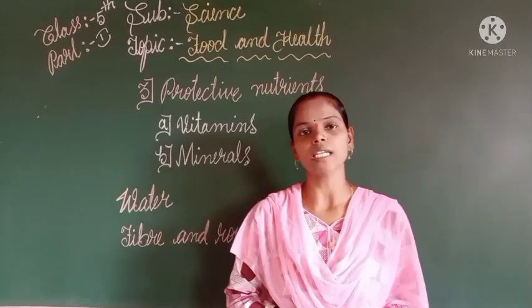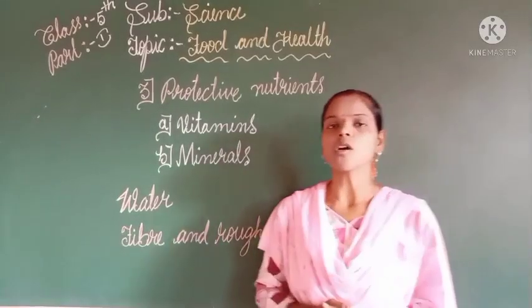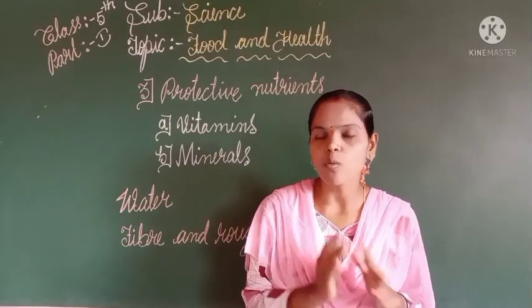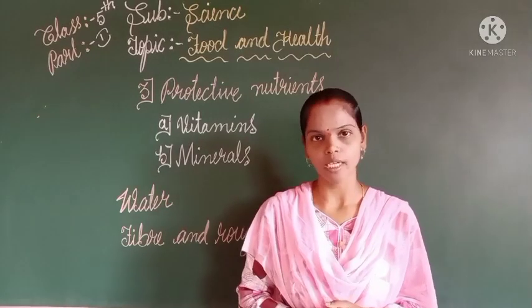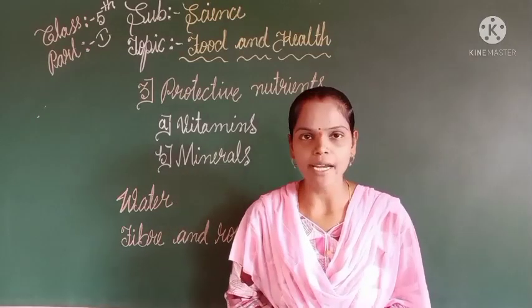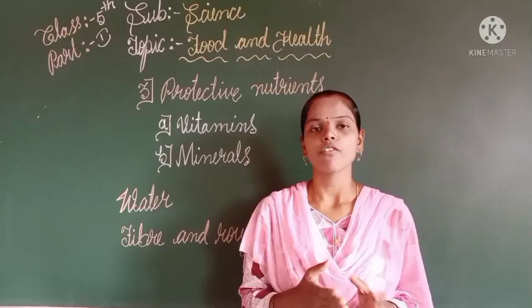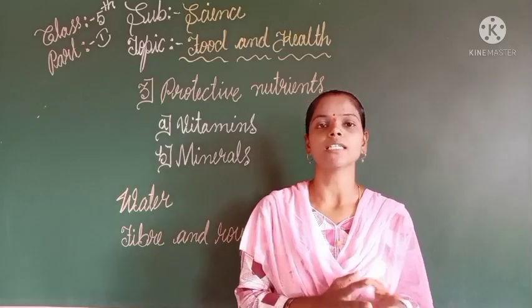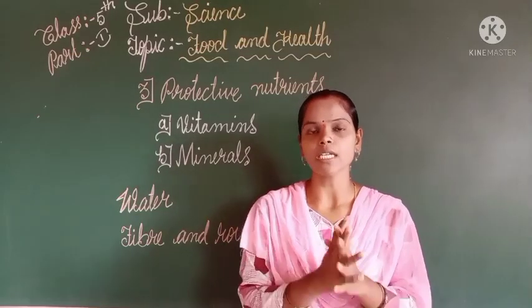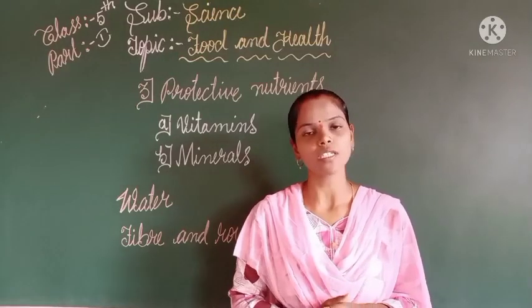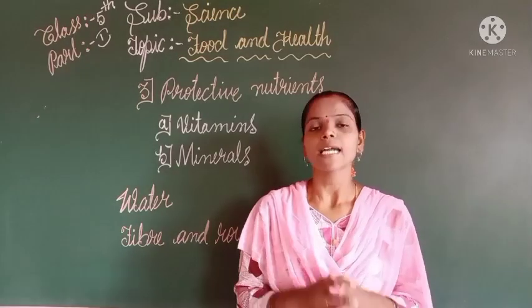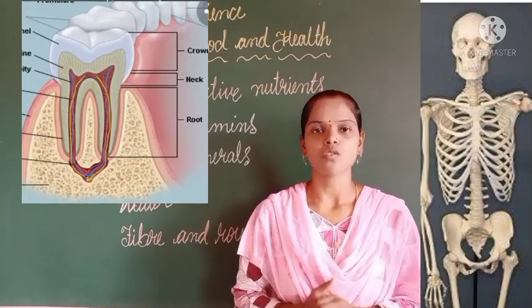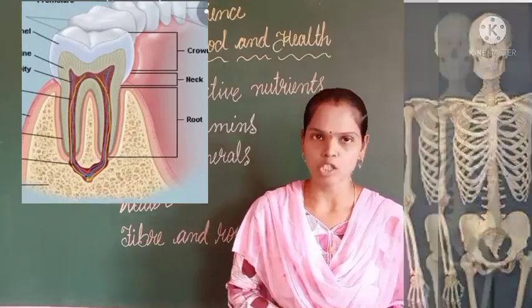Next, let us move on to minerals. Like vitamins, minerals are also needed in smaller quantity by the body. Different kinds of food contain minerals. For example, calcium, phosphorus. These are the minerals which are present in the food. Dear students, minerals also have specific functions to perform in the human body. Calcium is very essential to bones and teeth. They become strong with the help of the mineral calcium.